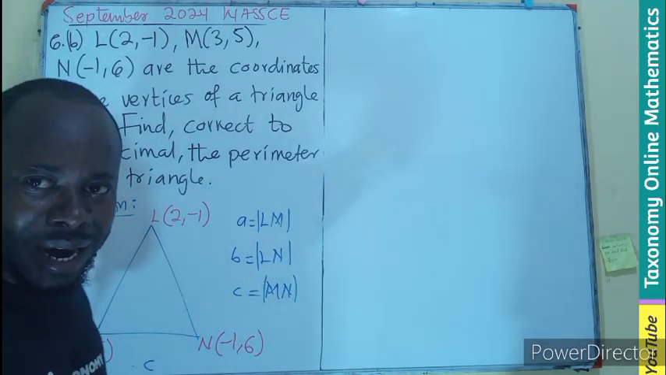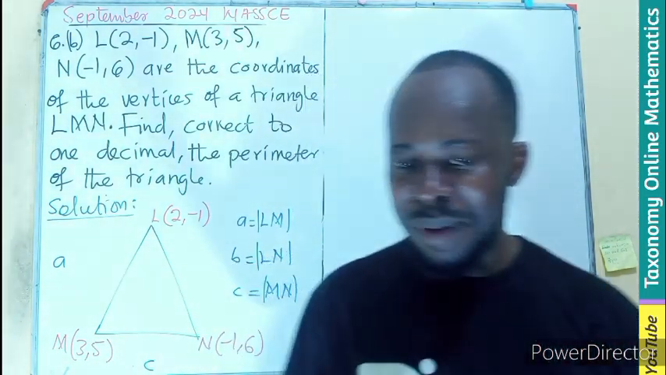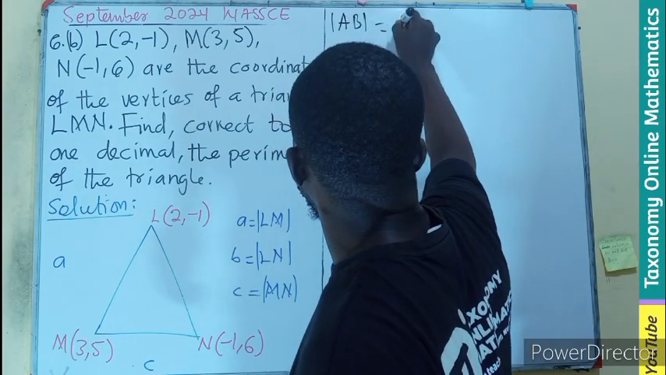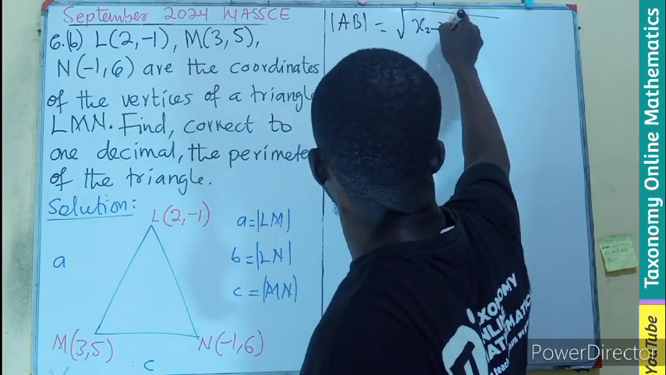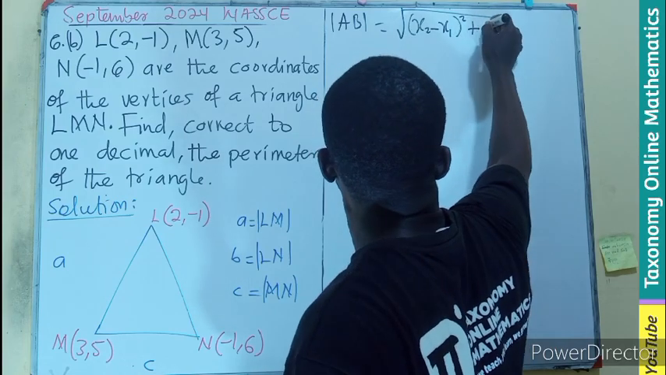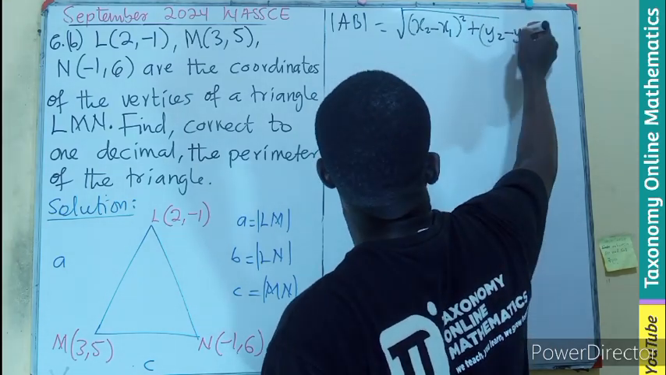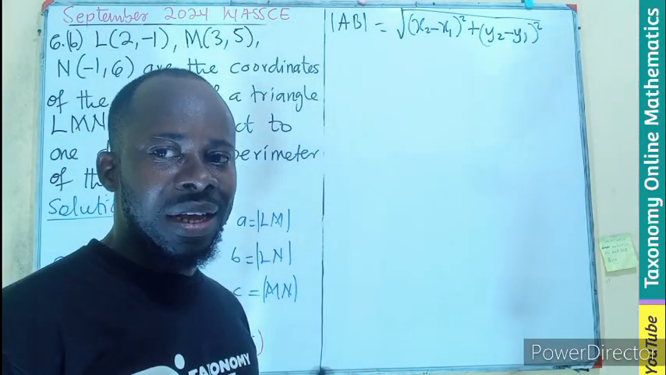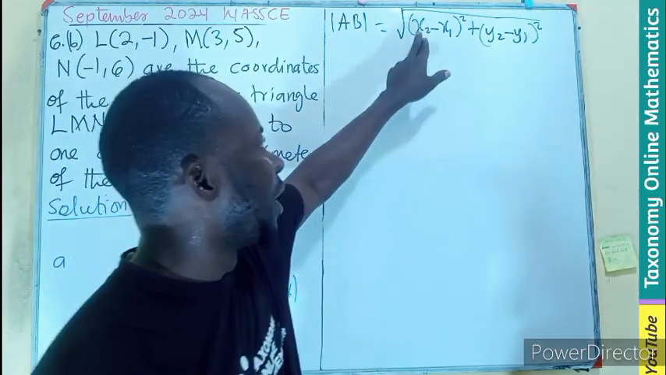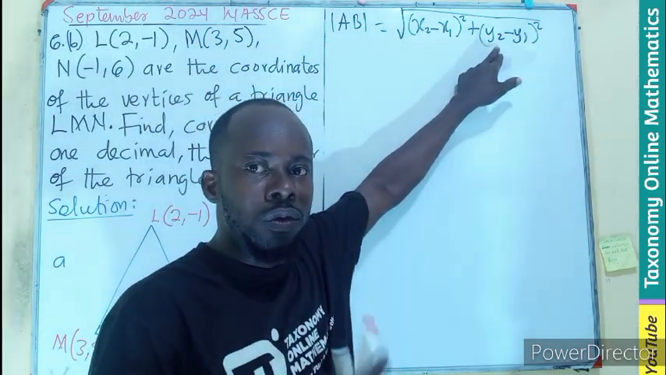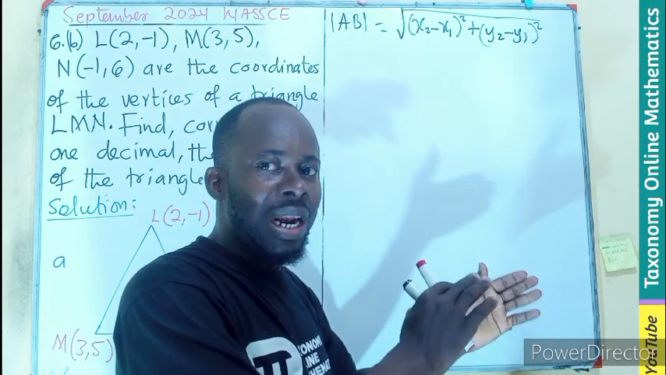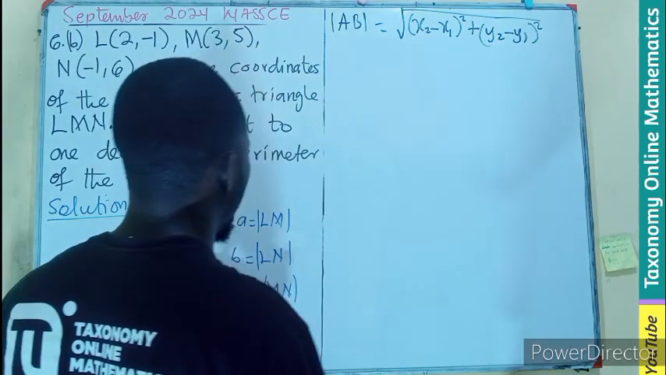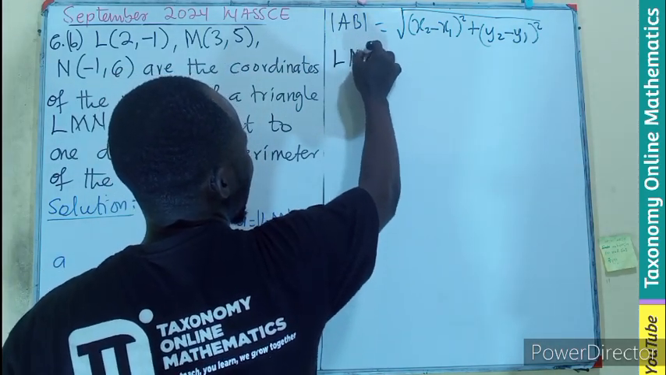So remember how we find the magnitude of a line. To find the magnitude of a line, let's say AB, it is just the square root of (x2 minus x1) squared plus (y2 minus y1) squared. We can also make it x1 minus x2 squared. The result will still be the same, provided we begin with 1 and 2 consistently, so that we have the corresponding length. So let's begin with the first one. What will be the length of LM?